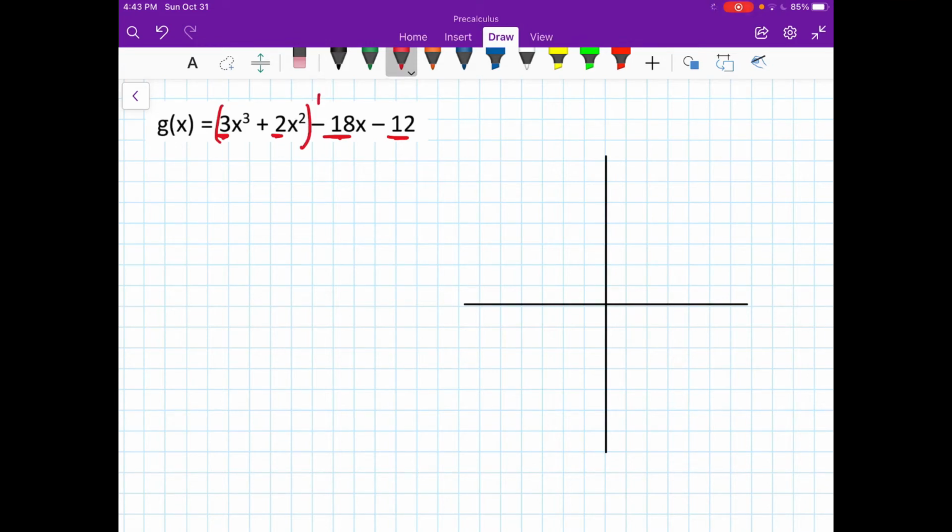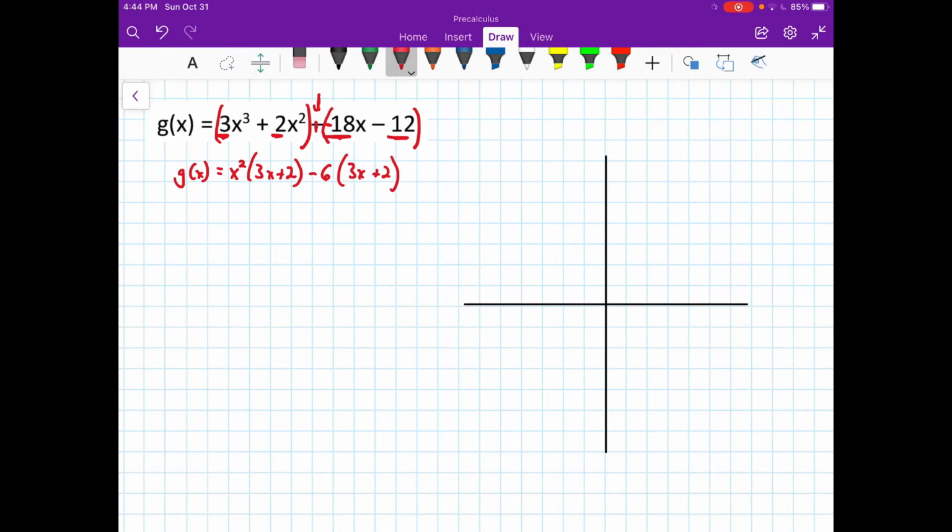When we factor by grouping, if there's a negative here, we want to change that to plus a negative, because when we group, that negative needs to stay with the 18, and we do not want a negative outside the parentheses. So we had to change that to plus a negative. Our first group here, we can factor out an x squared, and we're left with 3x plus 2. In our second group, we can factor out a negative 6, and we're left with 3x plus 2.